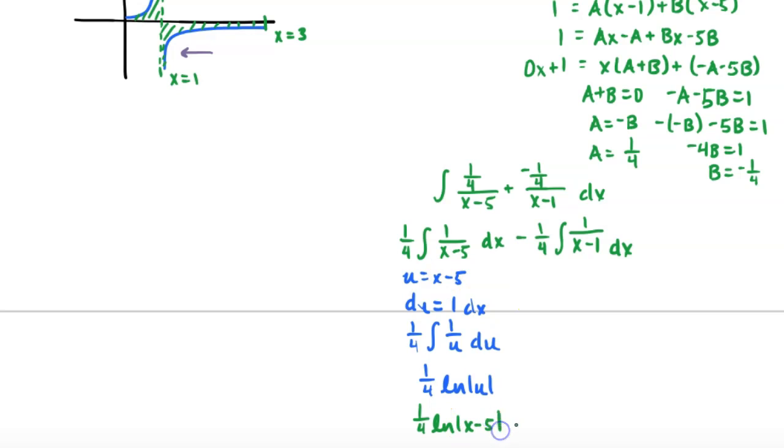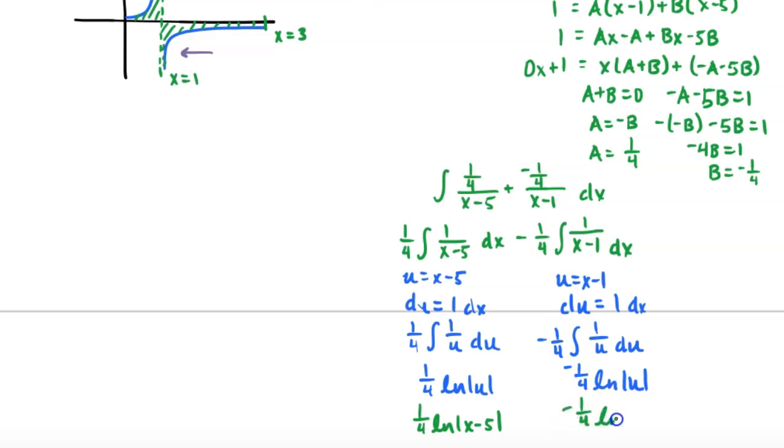In the same way, on the right-hand side, my u is going to be equal to x minus 1, which will give me a du of 1 dx. Or I could just write that as dx. Substituting in my x minus 1 for a u, I get that this is negative 1/4 times the integral of 1 over u du, which gives us negative 1/4 times the natural log of the absolute value of u, which finally gives us negative 1/4 times the natural log of the absolute value of x minus 1.